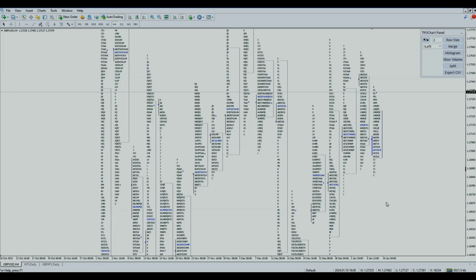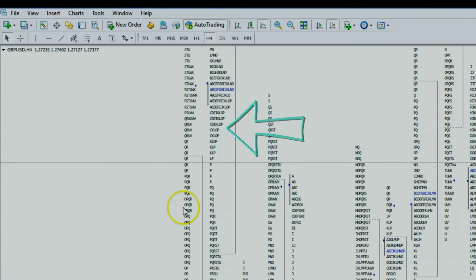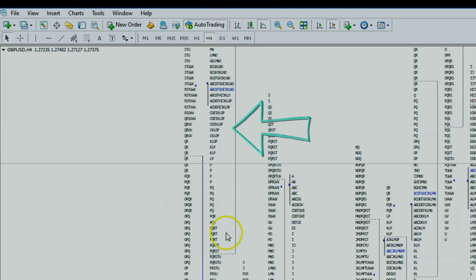You're basically getting the same thing that you see on a candlestick chart, but you're just getting it in a more organized fashion, right? So these are profiles. Essentially, think of them as daily candlesticks, right?